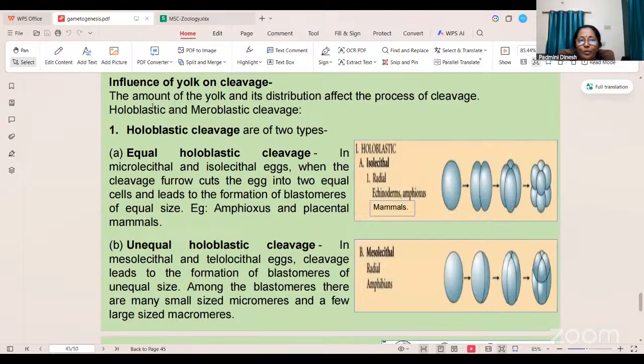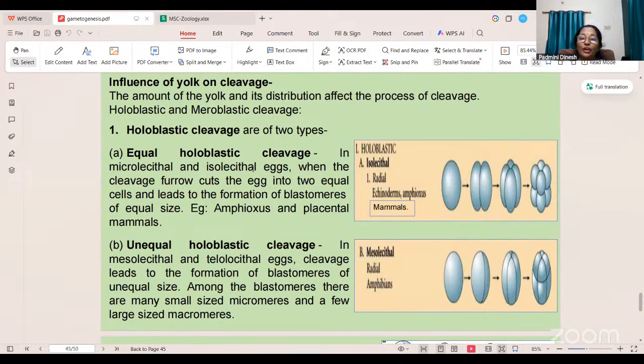So we'll talk a little bit about holoblastic and meroblastic cleavage. In holoblastic cleavage, that is in the placental mammals and amphioxus, equal holoblastic cleavage occurs. That is in microlecithal and isolecithal eggs. What is micro and isolecithal? Alecithal and microlecithal means a very, very small amount or no amount of yolk is present.